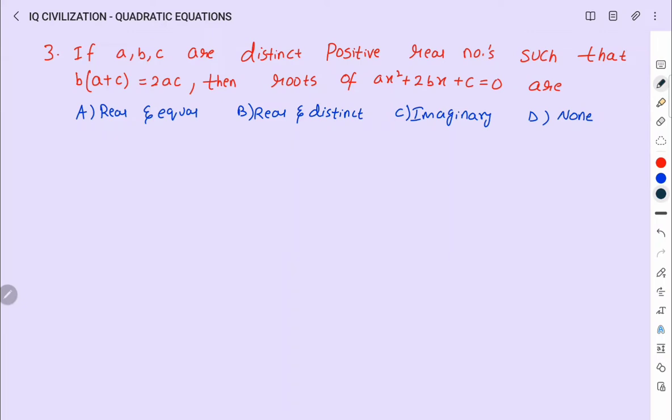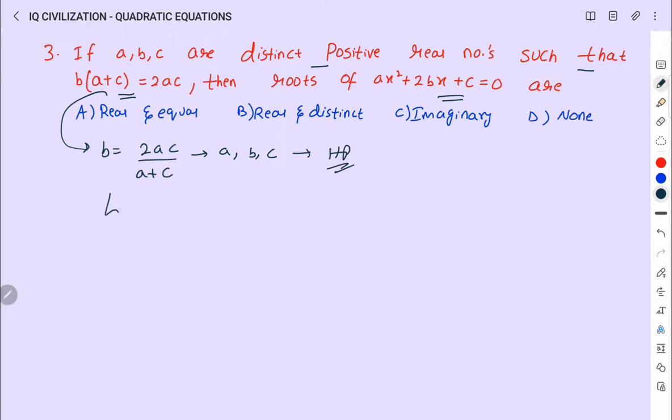One thing to remember here is that we are writing an elaborate answer just to make you understand. Actually the shortcut trick takes less than 30 seconds. Okay, so next one. If a, b, c are distinct positive real numbers such that b(a plus c) equals 2ac is given, then what are the roots of this? So according to the given condition, I can write b is equal to 2ac by (a plus c). So this implies a, b, c are in HP.